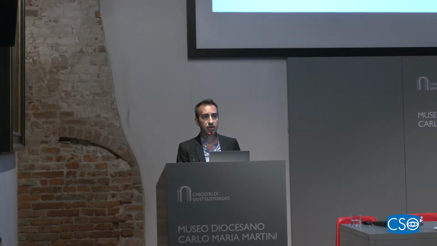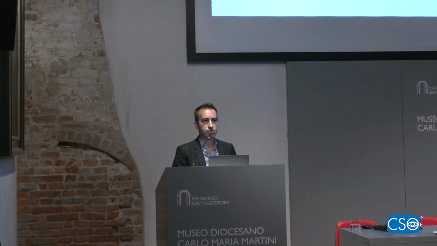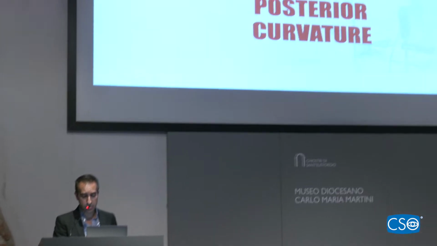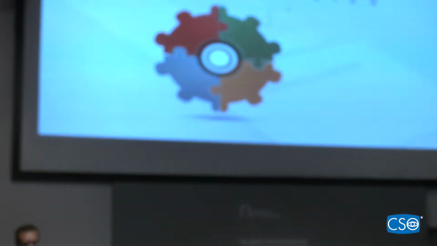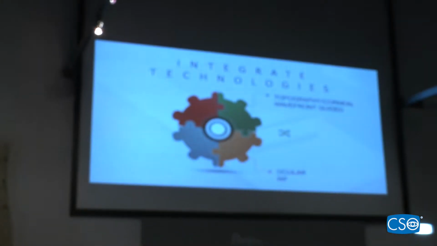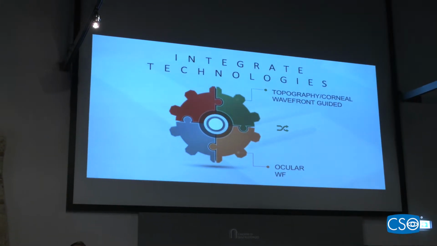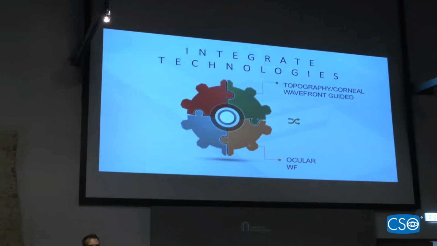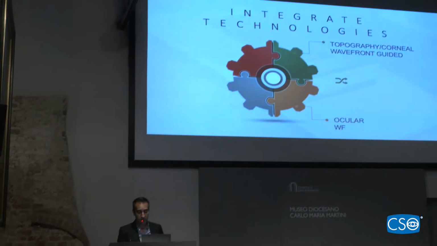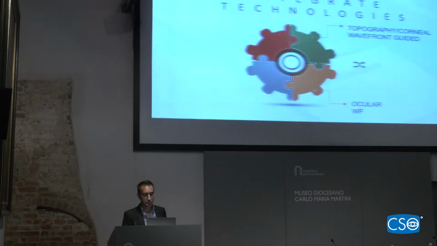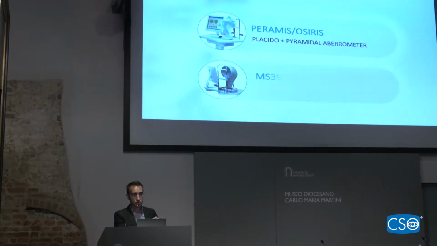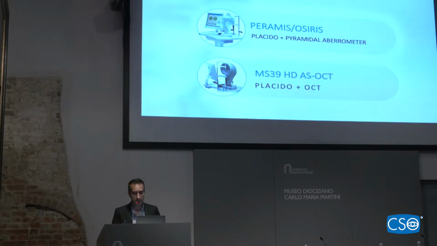The interesting thing about ocular wavefront guided, specifically in keratoconus, is that it accounts for the posterior curvature. And that's important. We're going to see it in a second. The nice thing when I have something like an MS39, which is part placido and OCT, and I have a pyramidal aberrometer like the Pyramis or the Osiris, is that you can combine the information from both to have a holistic approach on the higher order aberration, both anterior, posterior, total corneal, and even intraocular aberrations.